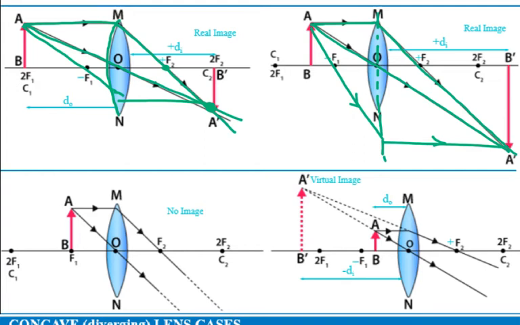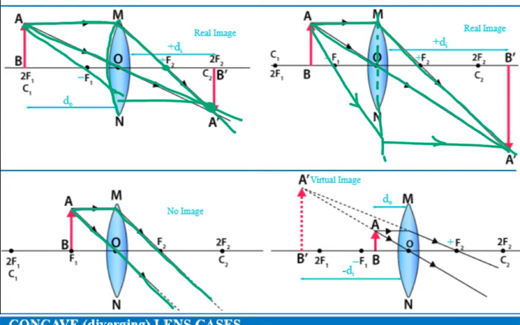For the next one, if you place your object at the focal point, you will get no image because you will have two rays that are parallel coming through, and they never meet to form an image. This is the only case you must remember, because it's a very common question on the AP exam.